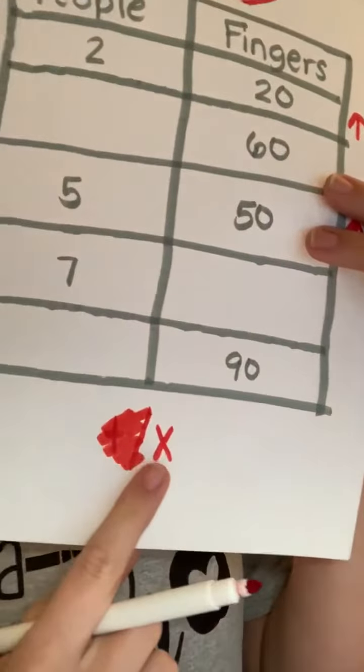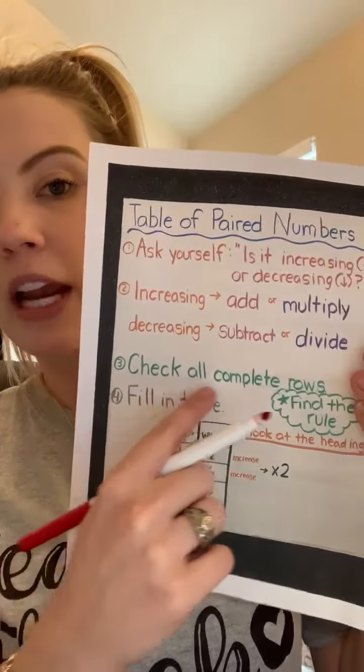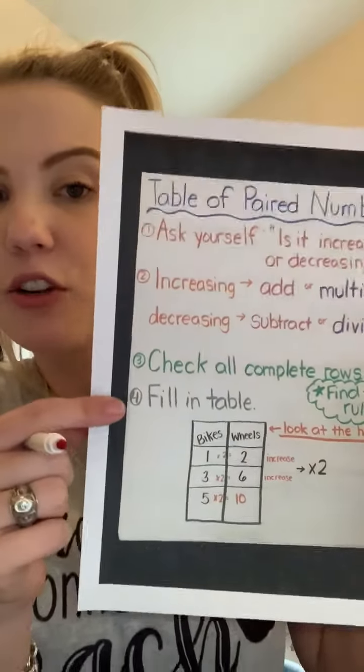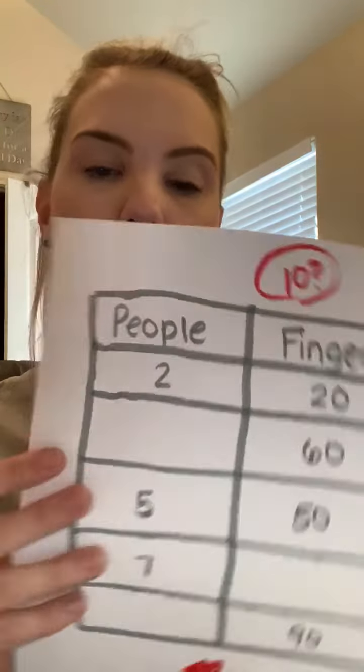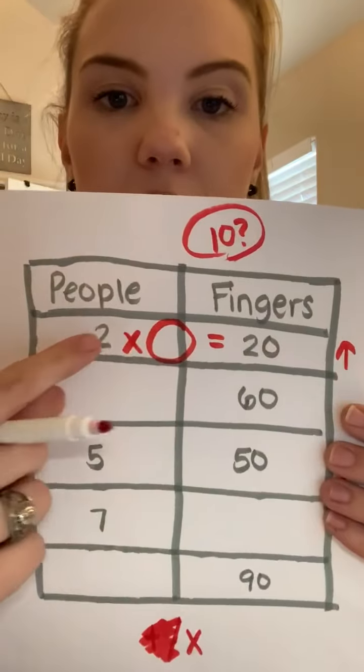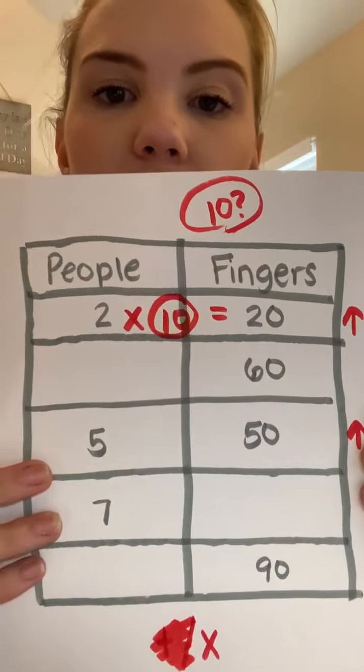So what does our rule have to be now? Multiplication. Has to be multiplication, right? So what we're gonna do is we're gonna try multiplication. We're gonna check all the complete rows, and then finally you fill in the table. So let's go ahead and complete those steps. 2 times what equals 20? Well, let's see. 2, 4, 6, 8, 10, 12, 14, 16, 18, 20. Oh, 2 times 10 equals 20.